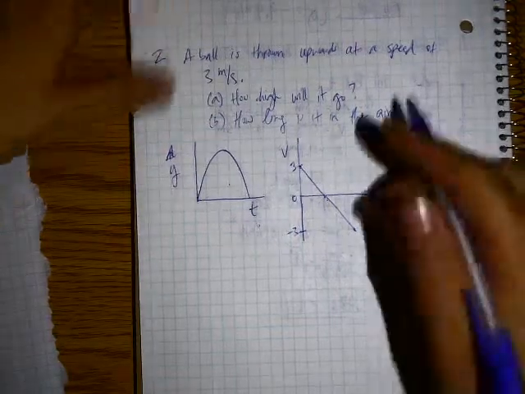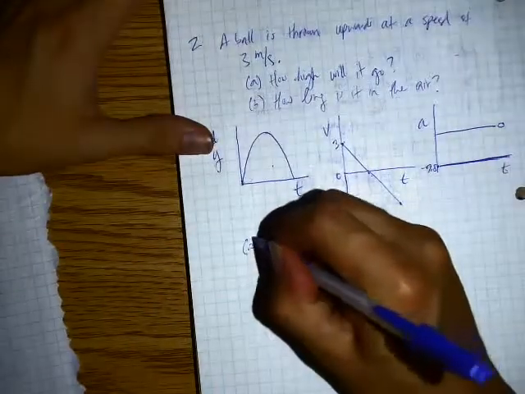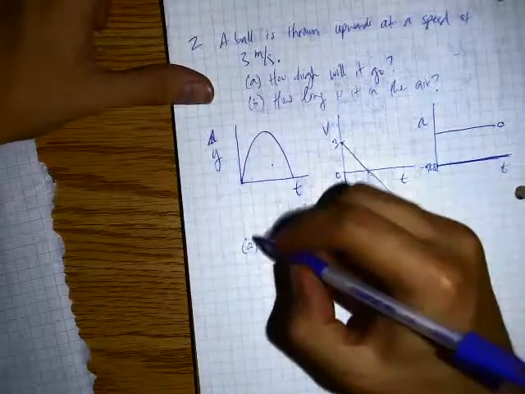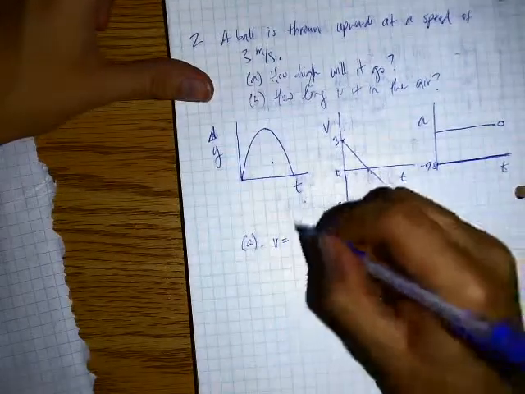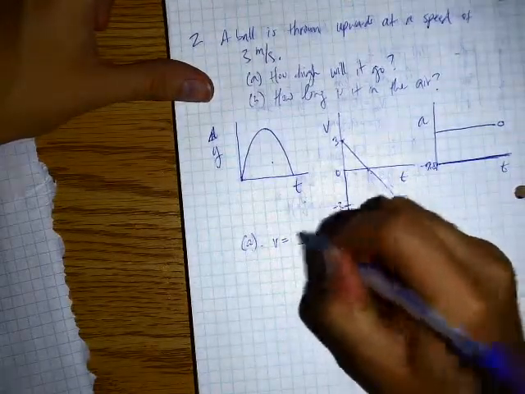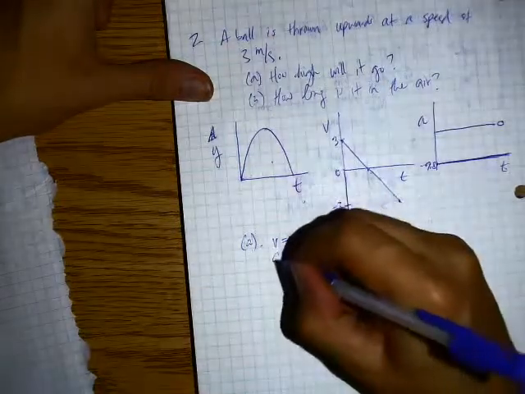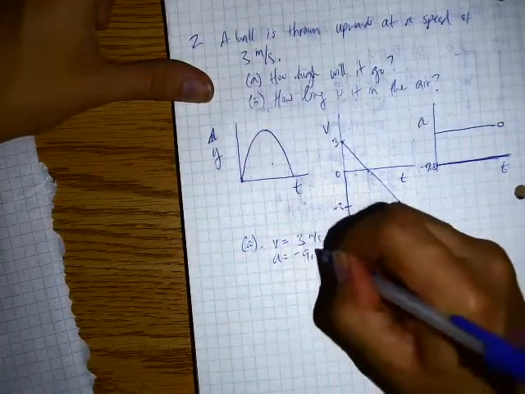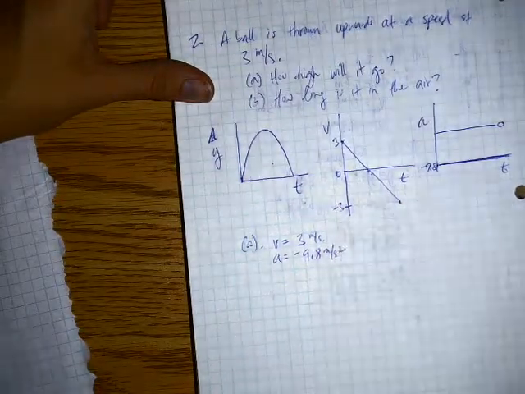All right. So how high will it go? Let's go ahead and work on that. What do we know? We know that it was thrown up with an initial velocity of 3 meters per second. So that is +3, while the acceleration is -9.8 meters per second squared.